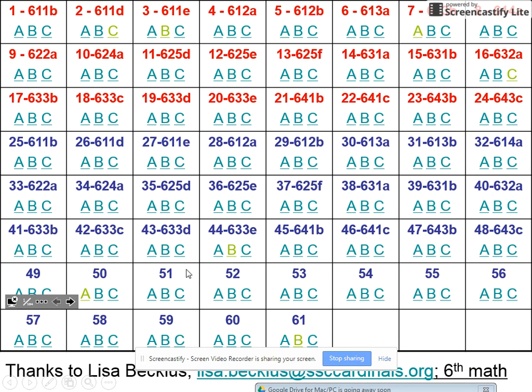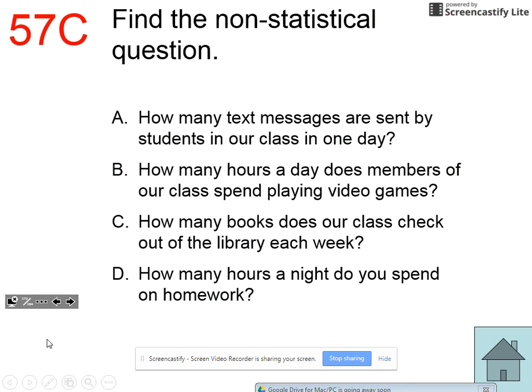Okay, last one on our quiz for today is 57C. Find the non-statistical question. A, how many text messages are sent by students in our class in one day? B, how many hours a day does members of our class spend playing video games? C, how many books does our class check out of the library each week? Or D, how many hours a night do you spend working on homework? And again, find the non-statistical question.